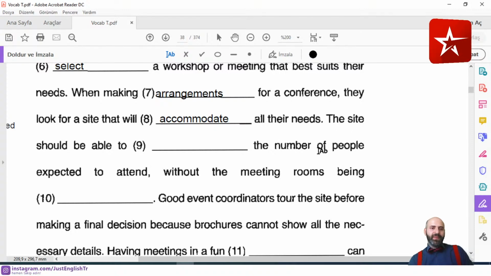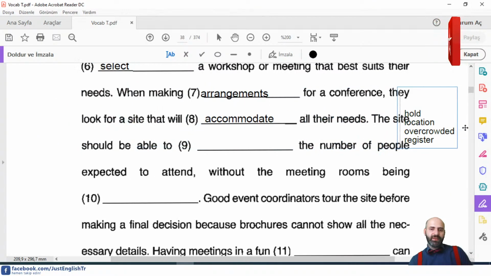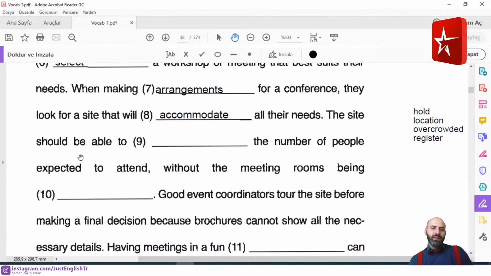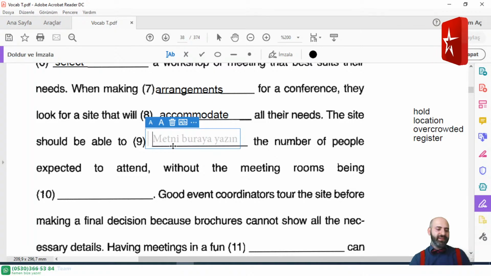Accommodate all their needs. The site should be able to, of course, we need verb, and we have got 2 verbs left. Hold and register. The site should be able to hold or register the number of people expected to attend. Number 9, hold or register. Firuza and Kadir and also Sibel say hold, and you are correct, guys.